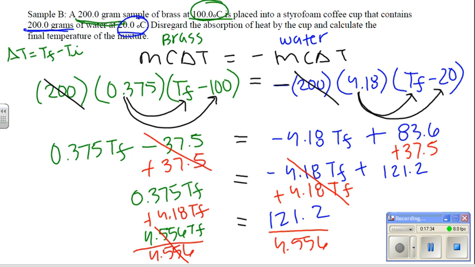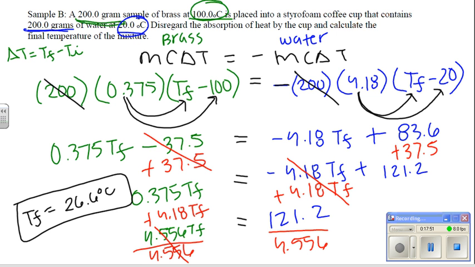And your final answer for this, I'm running out of room, so I'm going to put it in this corner over here, is that TF is equal to 26.6 degrees Celsius. Okay, so when you put these two materials together, this warm brass sample with the water, it's going to reach equilibrium at 26.6 degrees Celsius. That's the final temperature. Okay, that's for solving for TF, or the final temperature.